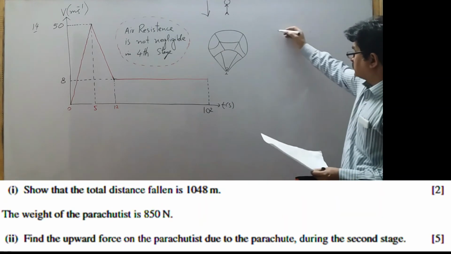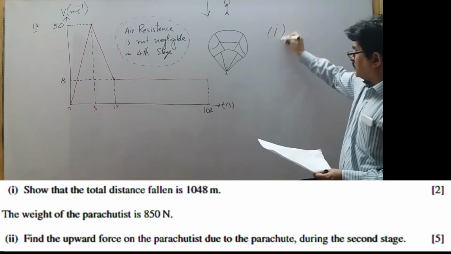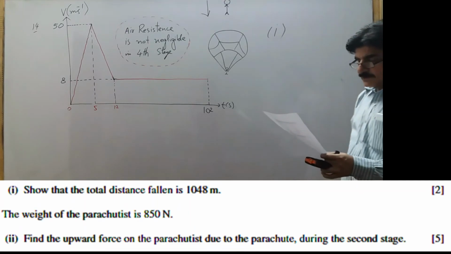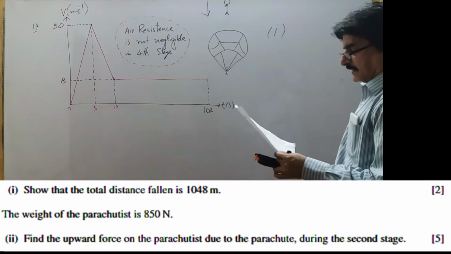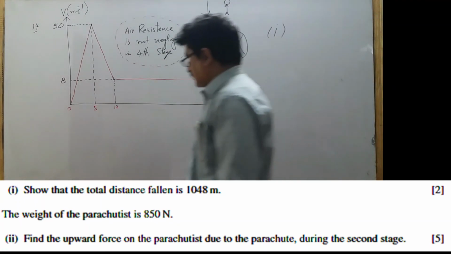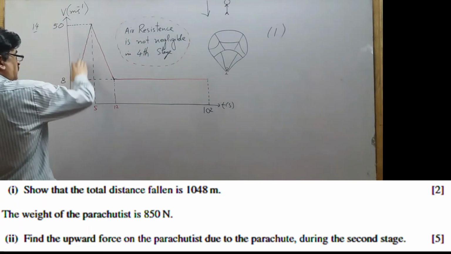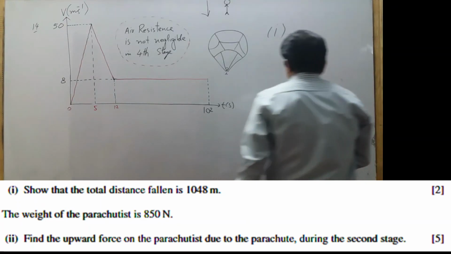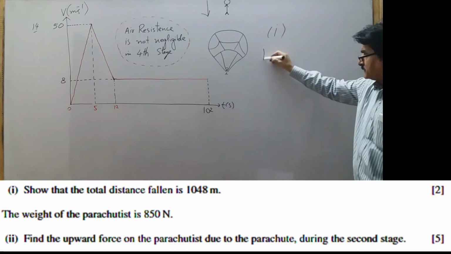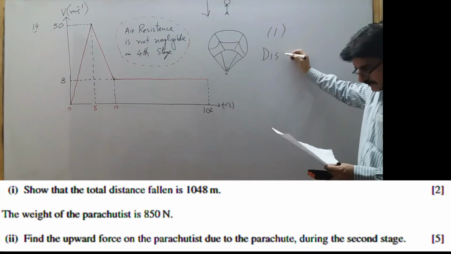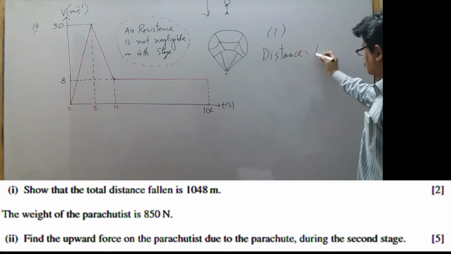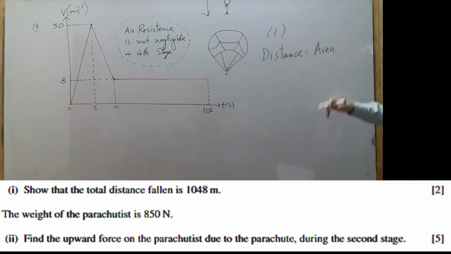Now come to the question. Part 1 is to show the total distance fallen by the parachutist. You know the property again: area under the velocity time graph is the distance. So the total distance is equal to the area under this graph.